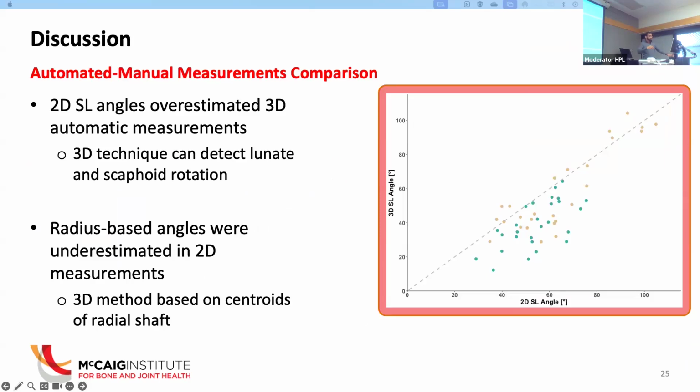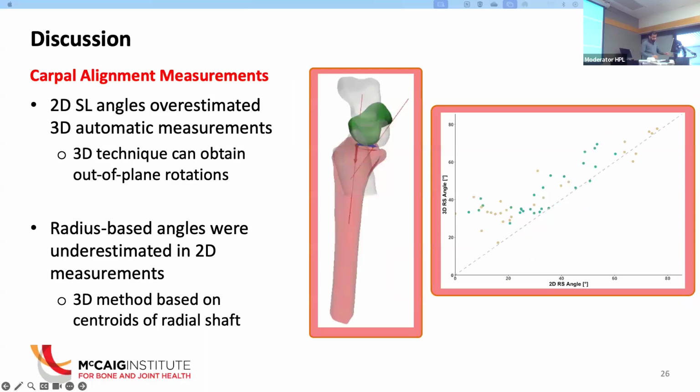Just to summarize. First, we see that the 2D scaphoid angles were greater than what we found in the 3D automated measurements. This can be due to the fact that the 3D technique can better detect the rotation of the scaphoid and lunate that may not be readily noticeable on a CT scan, which does rely on single CT slices. This means that while flexion and extension can be seen in 2D, the degree of pronation and supination, so that turning of the wrist, may not be as easily seen, and that could cause the angle measurement to decrease like we see on the screen here.